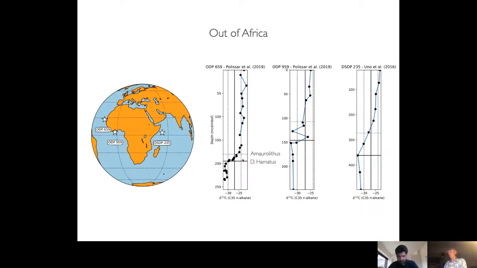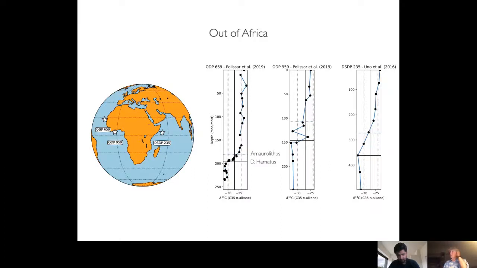Show this is the C4 isotopic expected value. This is C3. So it transitions from C3 to C4 sometime after the first appearance of Hamatas at 10 million. But you can see it happens before the Amaryllis first appearance. And so this suggests that this transition in East Africa happened well before that in India and Pakistan.